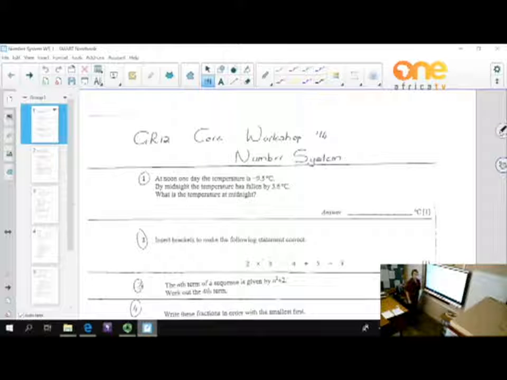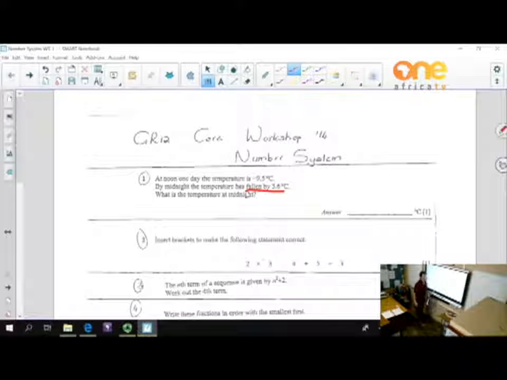Good morning, grade 12s. This is then a part of the workshop on number systems. So we have quite a few questions here on different levels. Right, the first one says, at noon one day the temperature was negative 9.5 degrees. By midnight it has fallen by 3.6 degrees. What is the temperature?